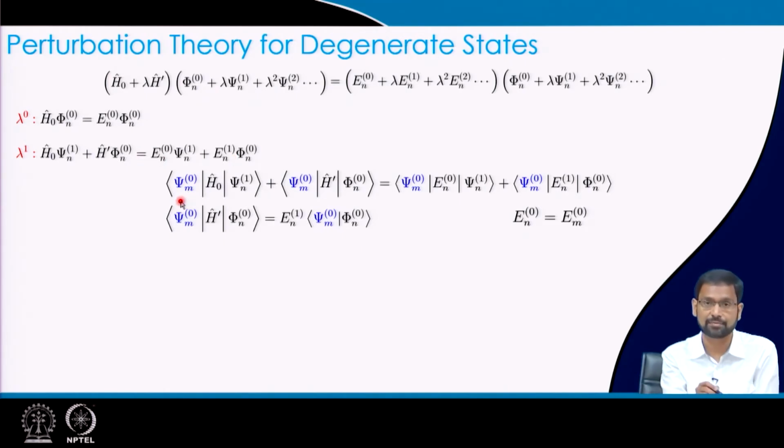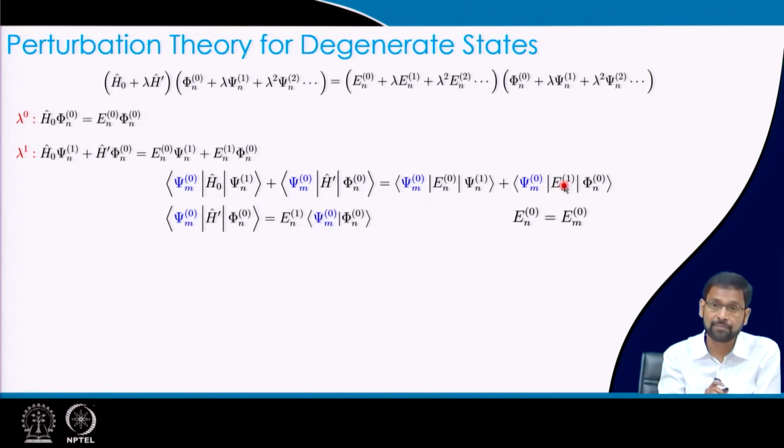So I am multiplying by psi m0 complex conjugate and integrating, and then I get this line. What is psi m0? In the non-degenerate perturbation theory, we said psi m can be any of the eigenfunctions of the unperturbed system. Now here psi m is not any of these eigenfunctions of the unperturbed system, rather one of these d number of degenerate eigenfunctions.